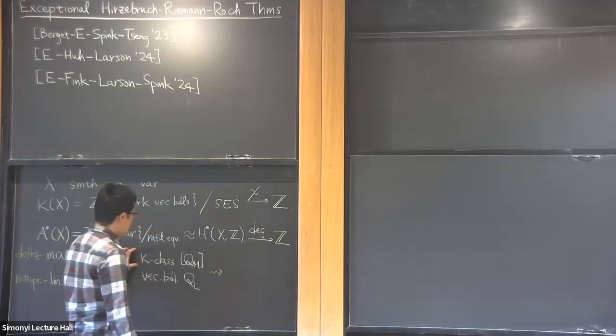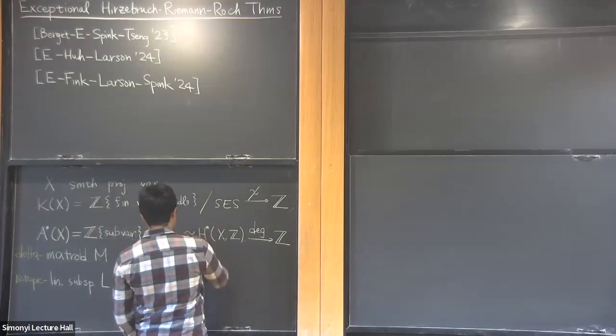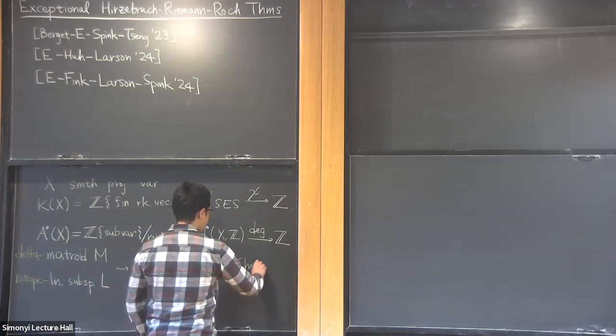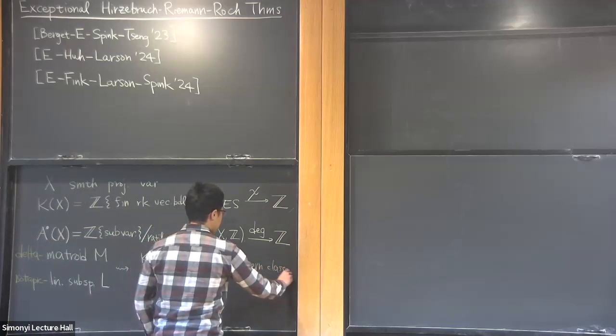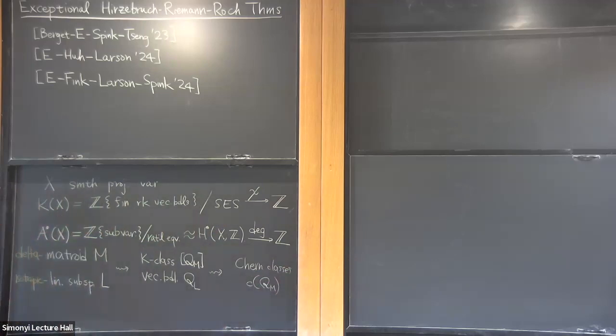And you end up with a K-class, or you can also try to do things in the Chow ring by looking at the Chern classes of these K-classes. And by studying these vector bundles and what happens in the K-ring or in the Chow ring by looking at Chern classes and doing degree computations or Euler characteristic computations, you hope to get some interesting results about the matroids or delta-matroids. And in a high-level overview, that's all three of these papers. Of course, implementation takes work, but that's the goal.